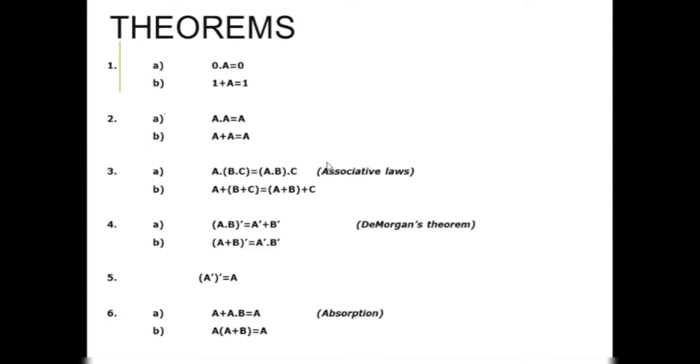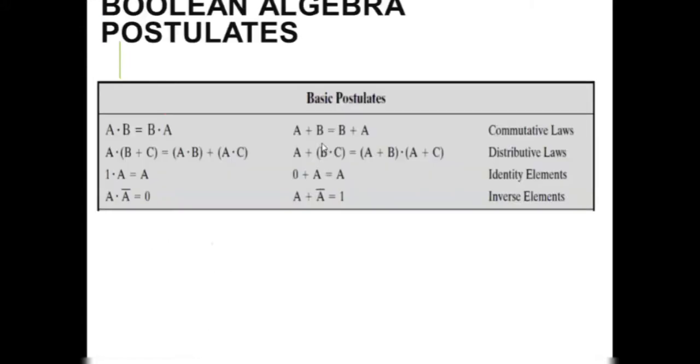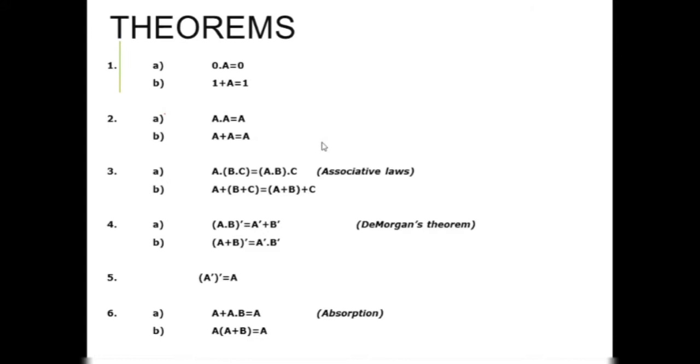And based on those postulates, we can derive some theorems like this. So when you are simplifying Boolean algebraic equations, you can use any of these theorems or postulates in your calculations. Okay, so that's why they are discussed. So from these theorems, this associative law and De Morgan's law is important.